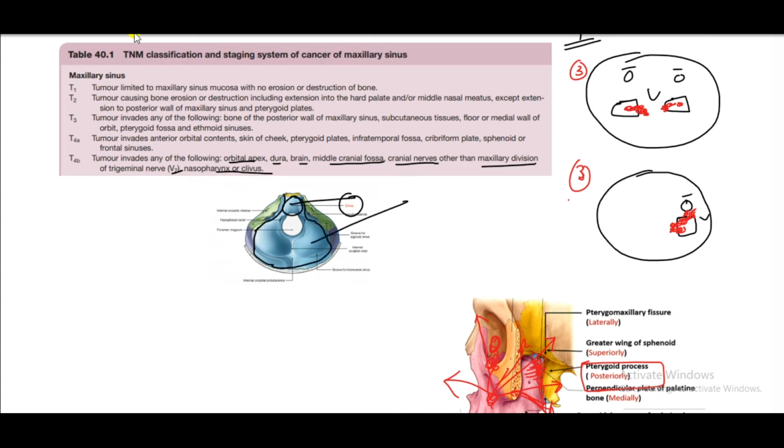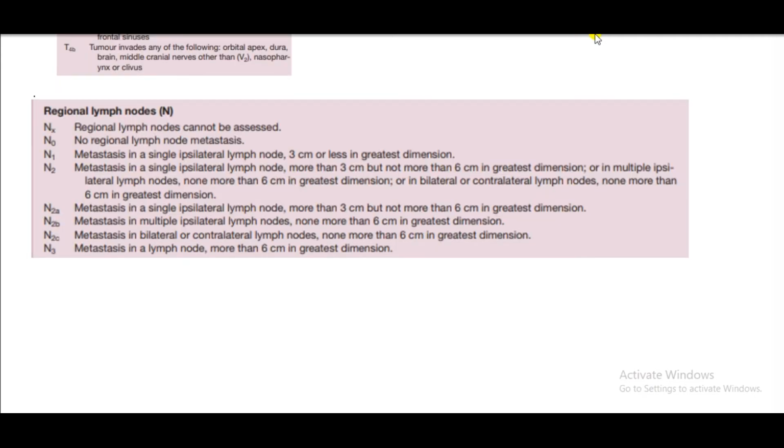And where is the clivus located? It is located in the anterior portion of the occipital bone, right? Here. This is the T4B stage.